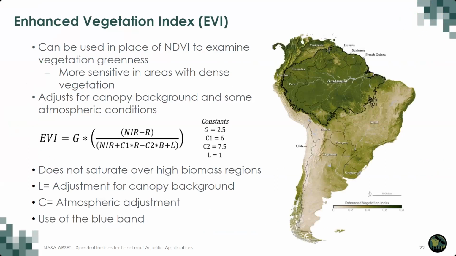The formula here on the left shows how EVI is calculated. You can see that it uses the near-infrared, red, and blue bands, and how the atmospheric adjustment, also known as C, adjusts for canopy background and some atmospheric conditions.